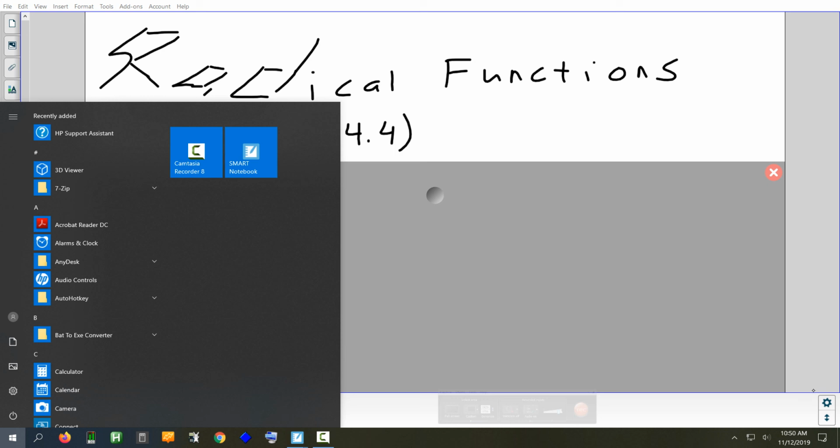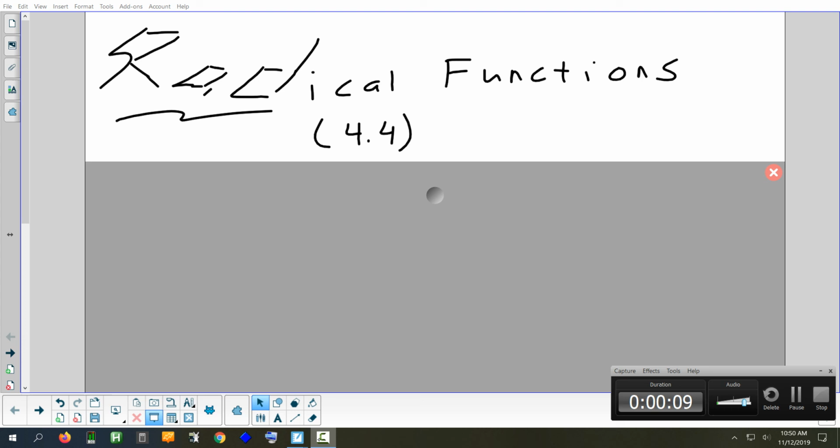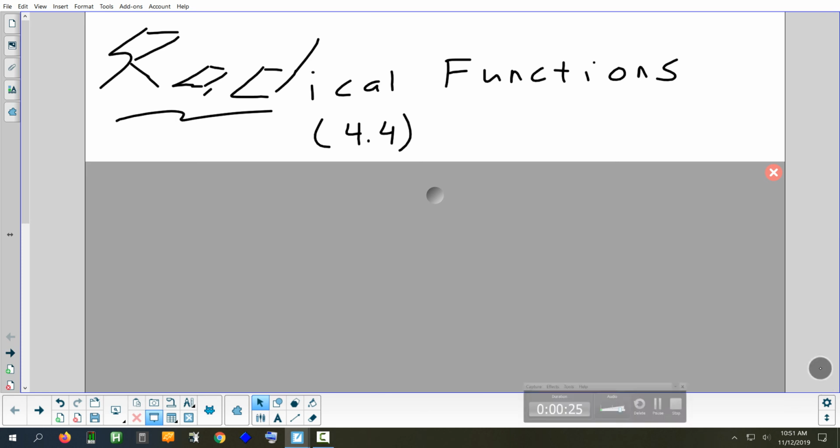So section 4.4, we're looking at radical functions. I think we're just going to spend pretty much one day on those. Next section we do is 5.1, and we're going to look at exponentials. And 5.4 is on logarithms. So we're really finishing up the last three types of functions for the algebra part of the class.